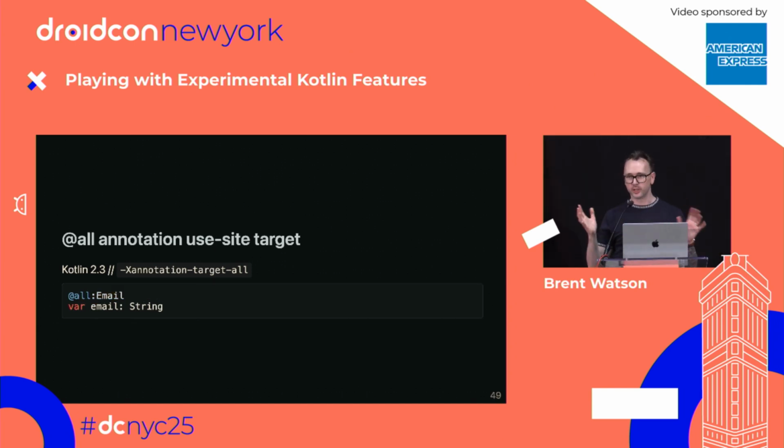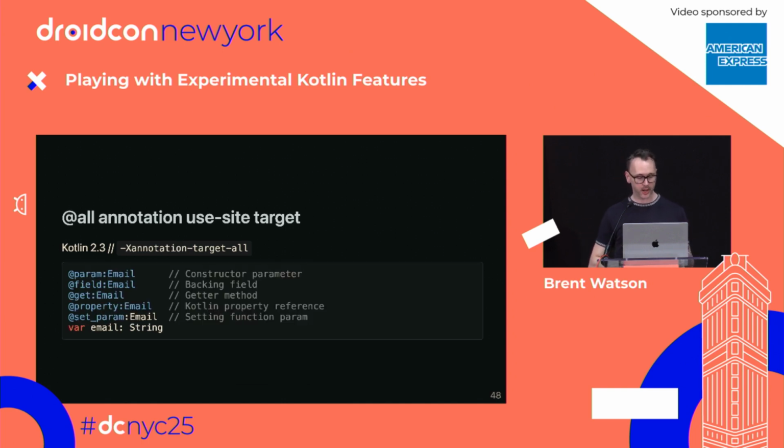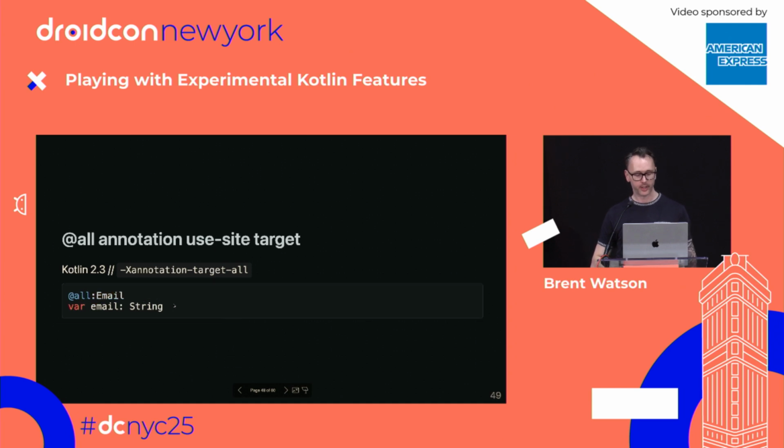You can now just do this, which is kind of nice, right? You can just say @all, and I want this annotation on all of the things. And it applies it just to the places that are valid for this case, right? If this was a val, not a var, there wouldn't be one on the set param, for example. If it's not a constructor parameter, it wouldn't be on parameter, right? So it applies this annotation to anything that is valid for this class or variable.